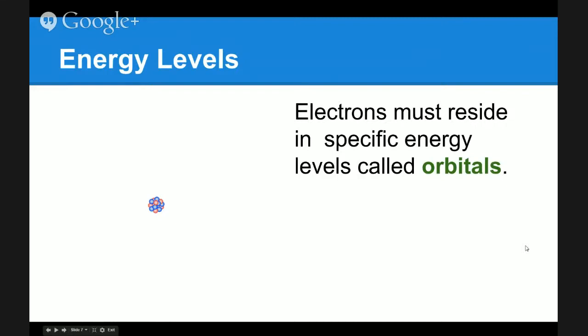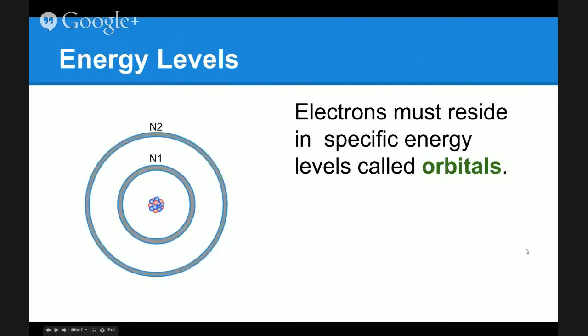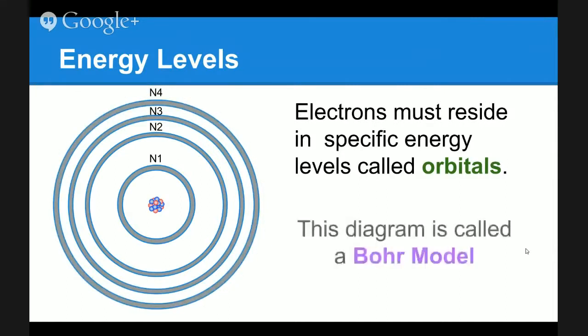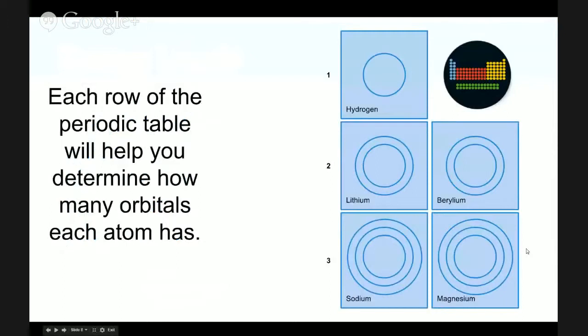So just to reiterate, electrons must reside in specific energy levels, and these are called orbitals. So here's some examples. The diagram that you see here is called the Bohr model. Just to let you know how to draw Bohr models, let's begin our journey in doing so.